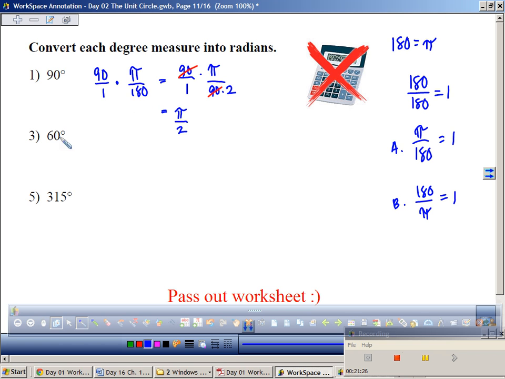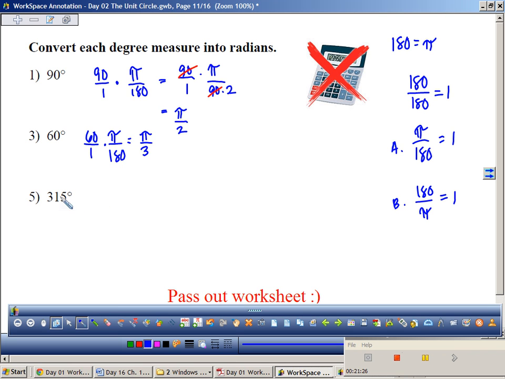Okay, let's do this one. How many of you remember what 60 degrees was? Pi over 3? Right? But we're going to write it out. So 60, if you remember that, I don't mind if you just go straight to it, but you need to at least do this. Okay? Which is pi over 3.